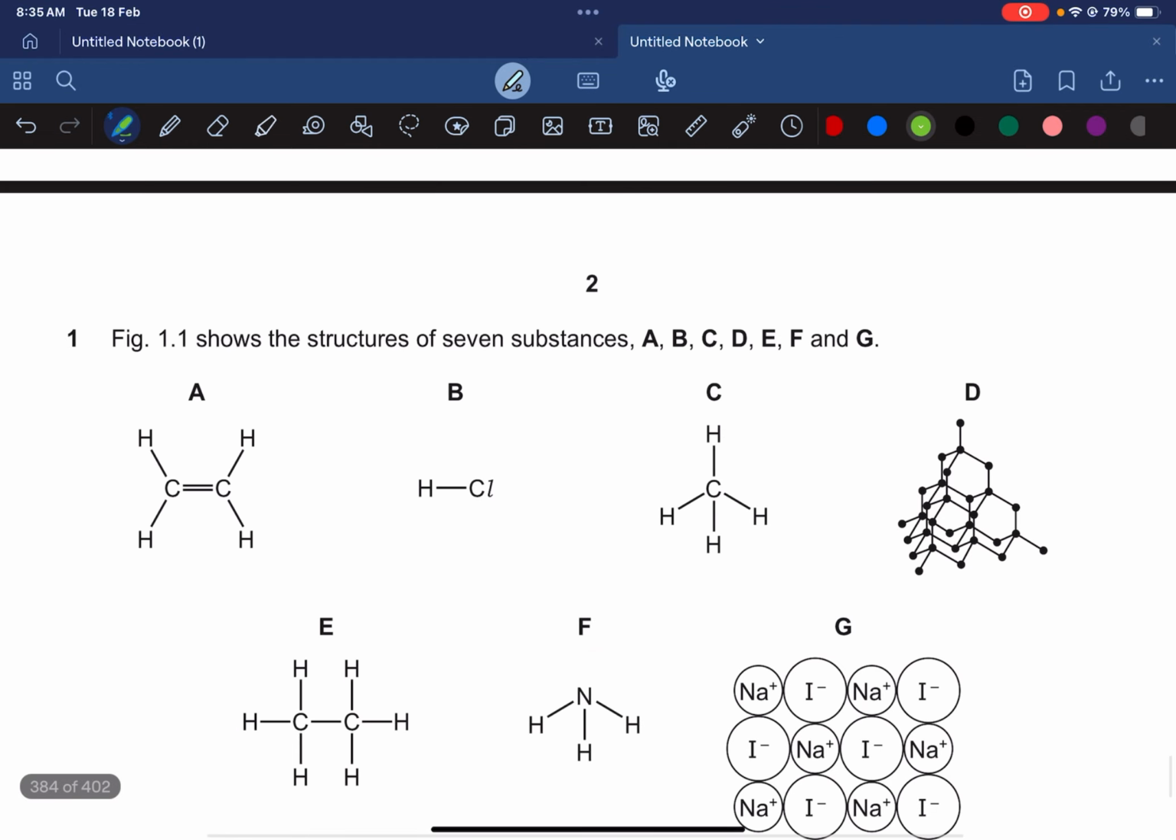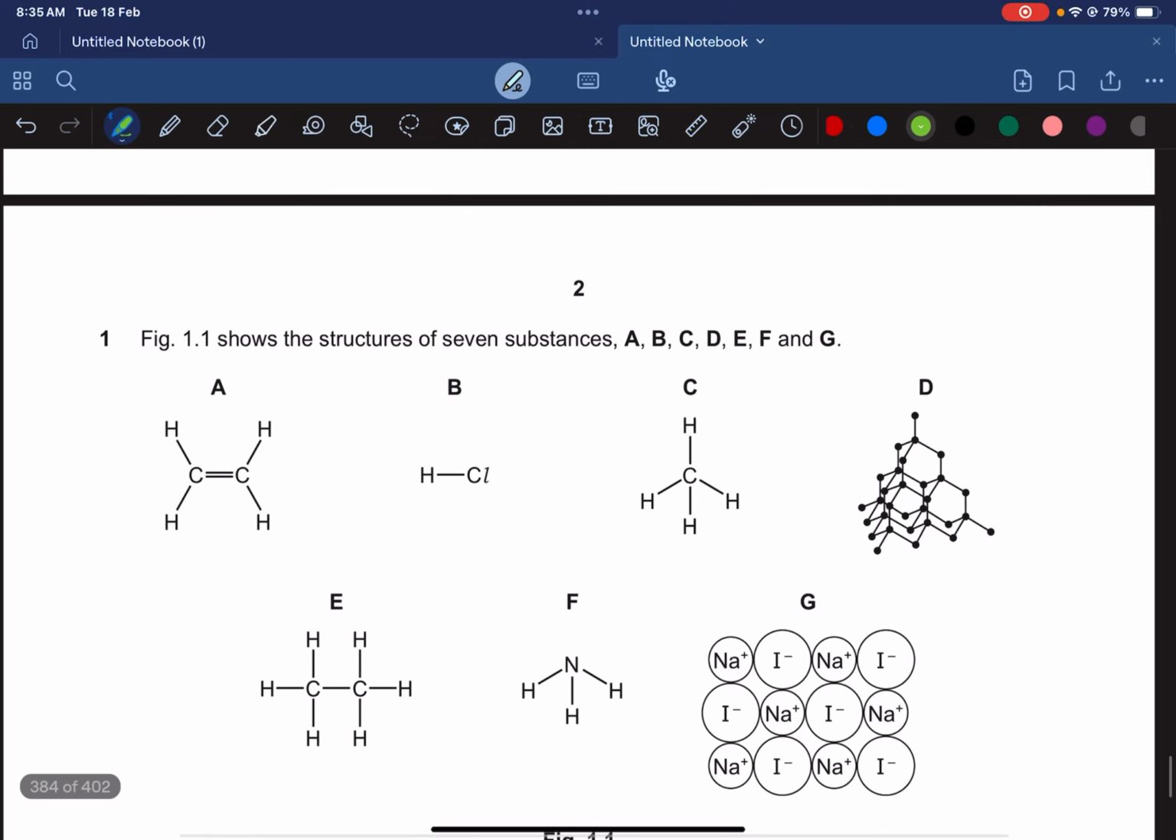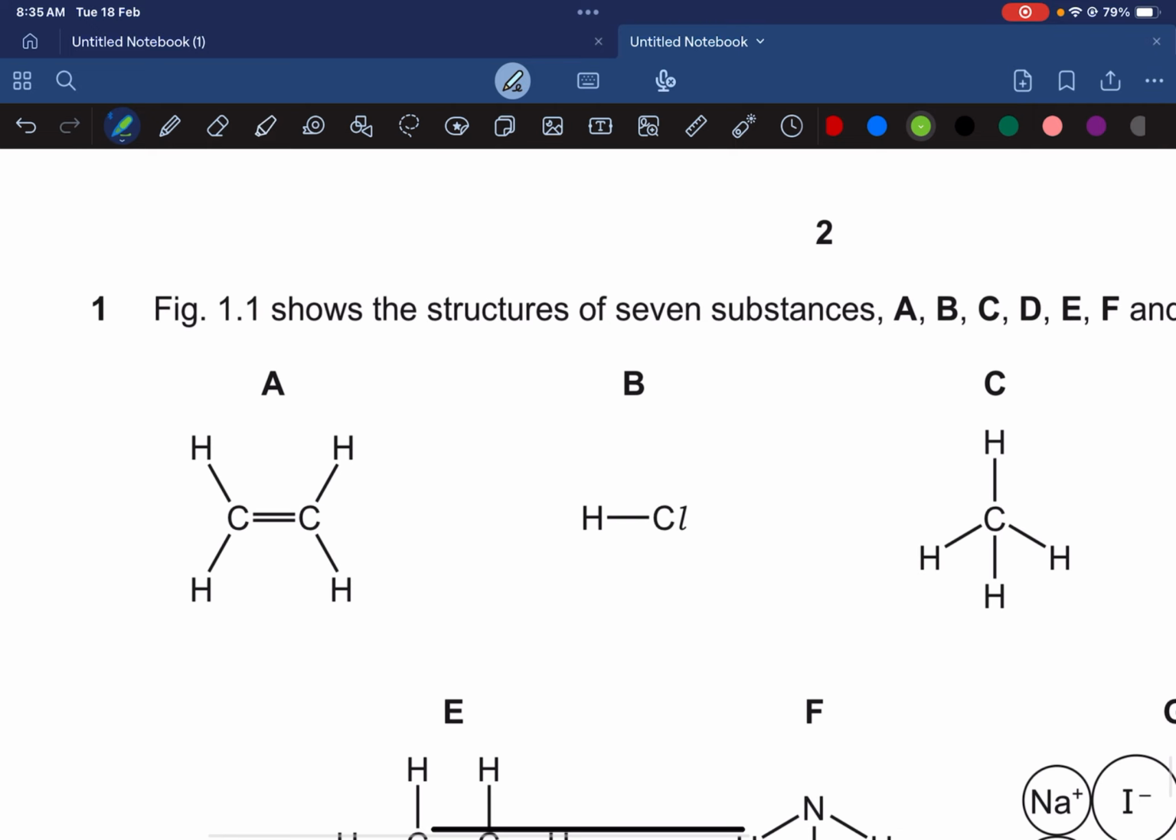Okay, let's get started. Figure 1.1 shows the structures of 7 substances A, B, C, D, E, F, and G. Okay, we have 7 substances right in front of us. Let's figure out the substances.